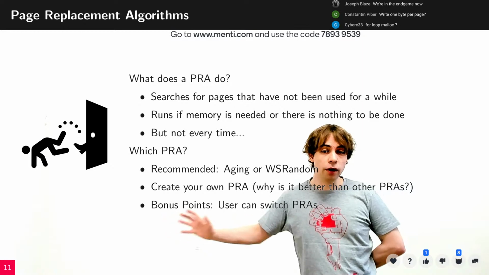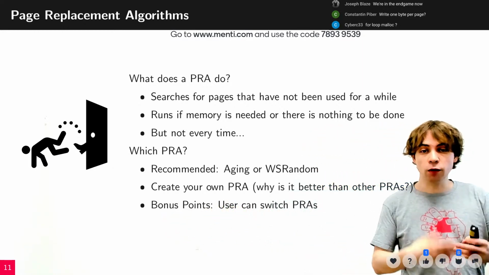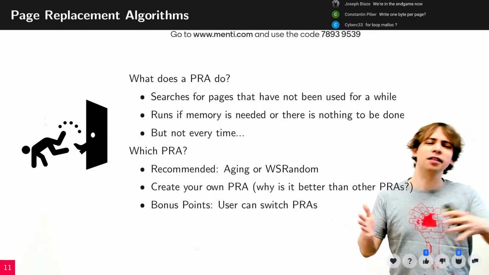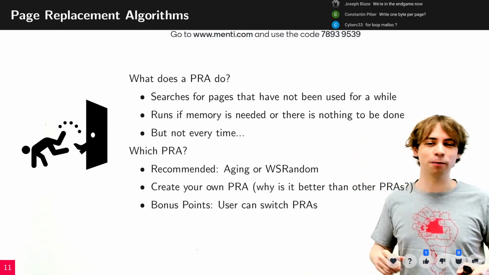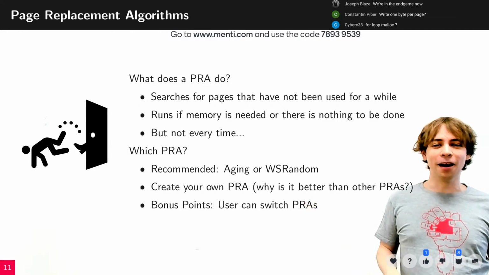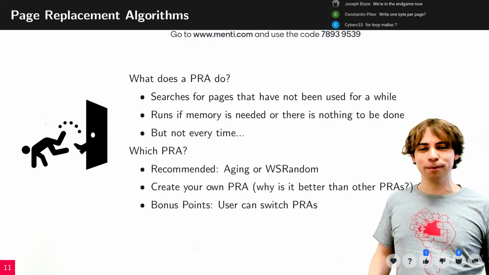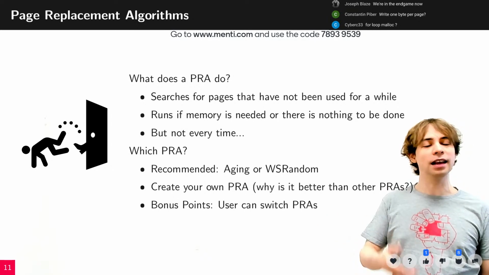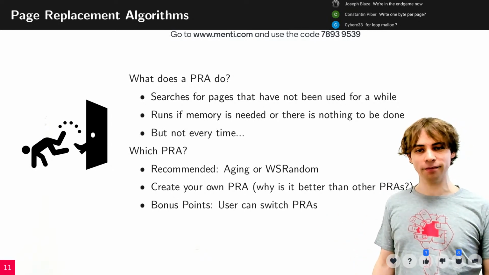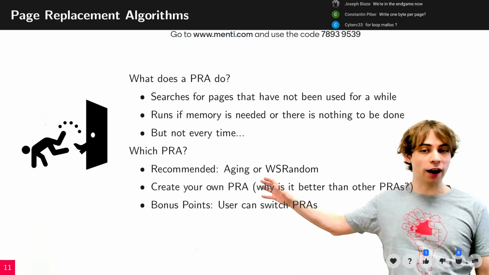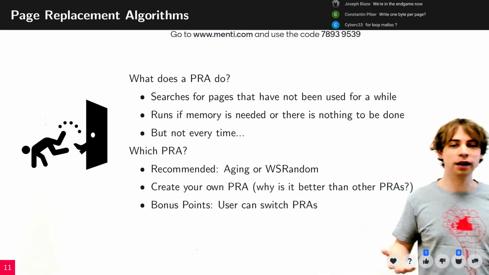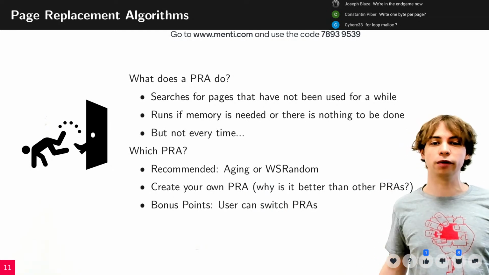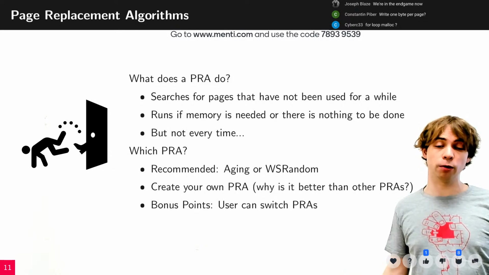You get bonus points if the user can switch between PRAs. You get bonus points for every PRA you implement, or actually there's some limit on how many bonus points you can get from that. We categorized the PRAs, and you can then get bonus points in each of these categories. Of course, if you design your own PRA and argue why it doesn't fit into any of the other categories, then you will also get an appropriate number of bonus points for that.